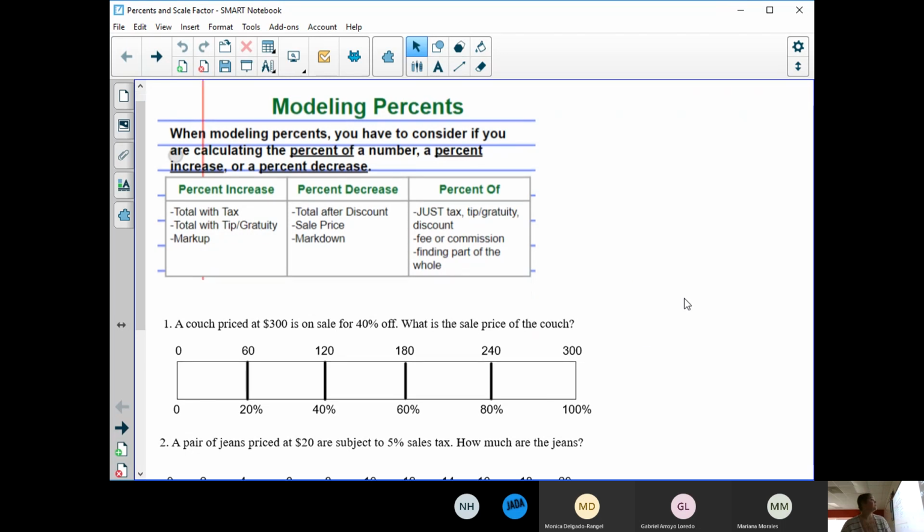So modeling percents. When modeling percents, you have to consider if you're calculating the percent of a number, a percent increase, or a percent decrease. And remember that percents are just a number out of 100. So if we were to write it as a fraction, let's say 50%, we would put 50 over 100 as a fraction, or a decimal, 0.5, or another fraction, 1/2. All of those mean 50%.